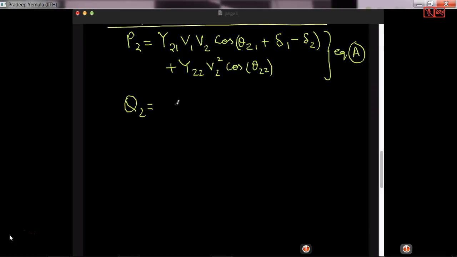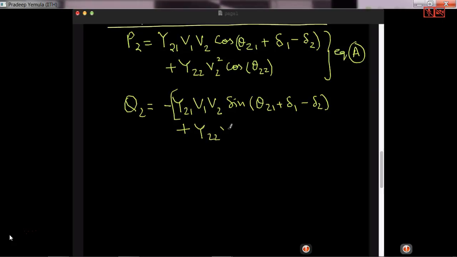Now what is the other? Q2. So it will be exactly same just with a minus sign. So y21 v1 v2, the cos will become sine and then theta 21 plus delta 1 minus delta 2, again minus sign, or I can just give overall minus sign, y22 v2 square sine of theta 22. So this let's call it equation B.